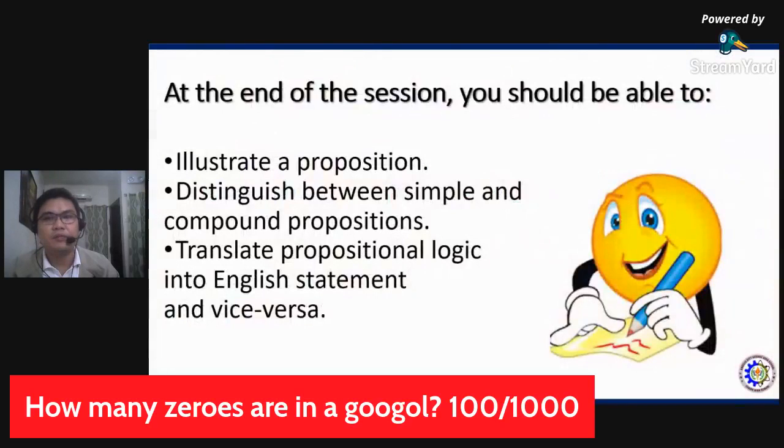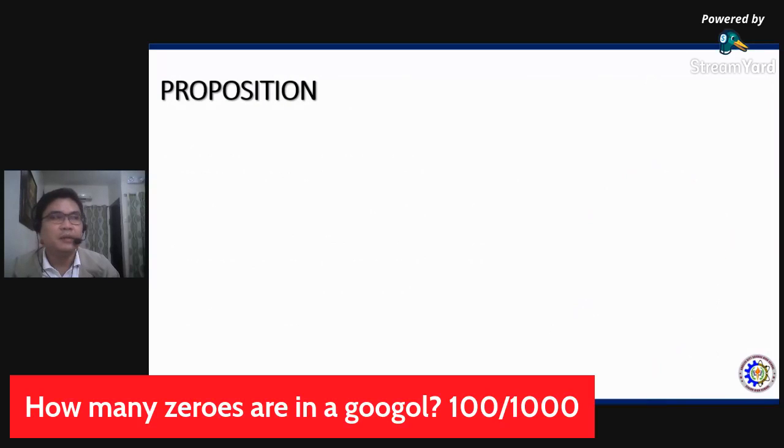Okay, so for today, at the end of the session, the following are the objectives. First, we will illustrate a proposition. Second, we will distinguish between simple and compound propositions. And third, we will translate propositional logic into English statements and vice versa. Those are our objectives for today. Okay, so let us begin.